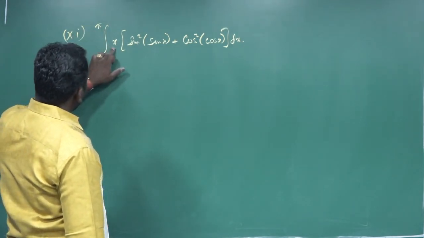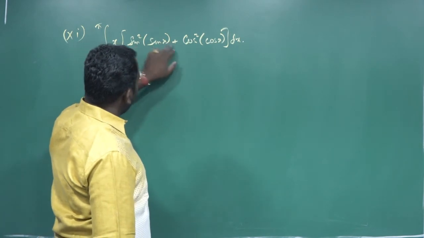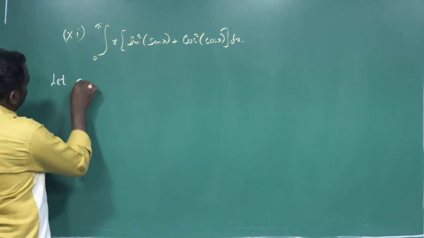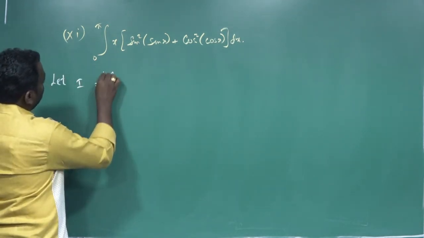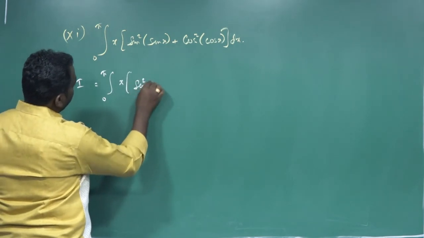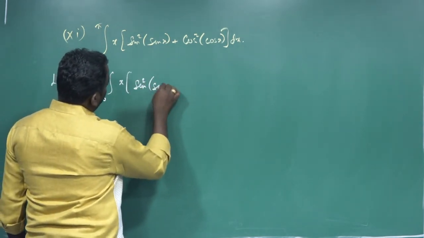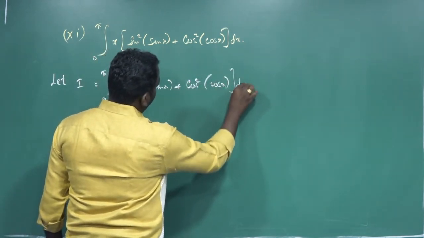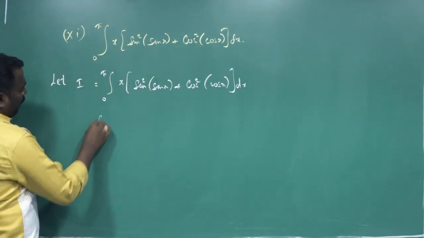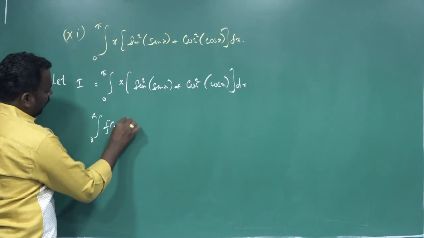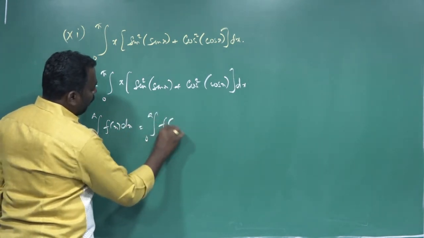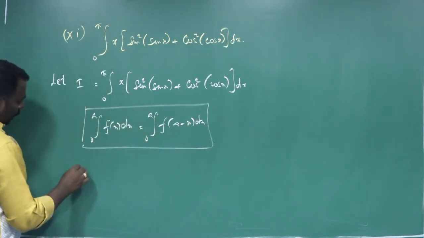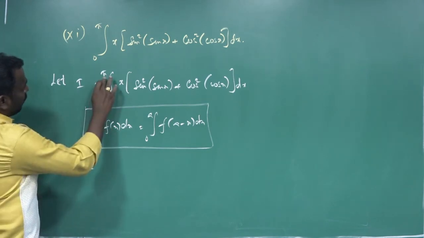Integral 0 to pi of x into sin square of sin x plus cos square of cos x into dx. Let the given integral be I, the integral 0 to pi of x within the bracket of sin square of sin x plus cos square of cos x into dx. Here we apply the integral formula: integral 0 to a of f of x dx is equal to integral 0 to a of f of a minus x dx. Apply this integral property.